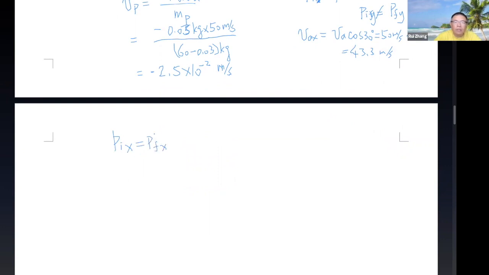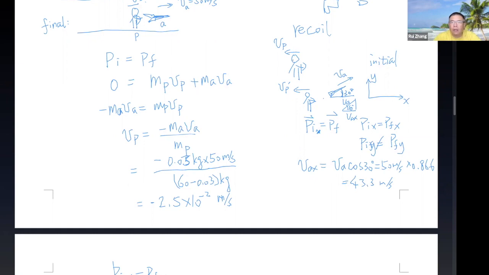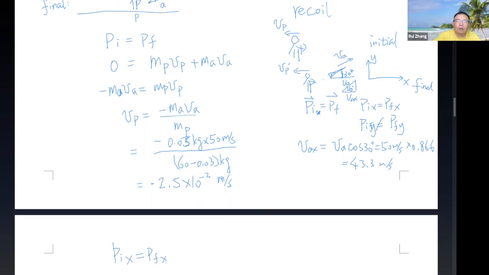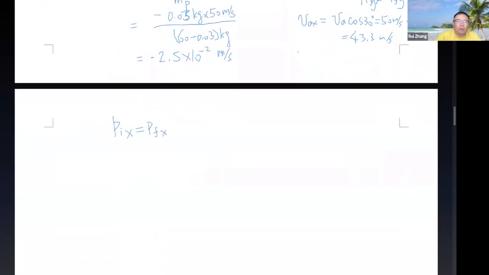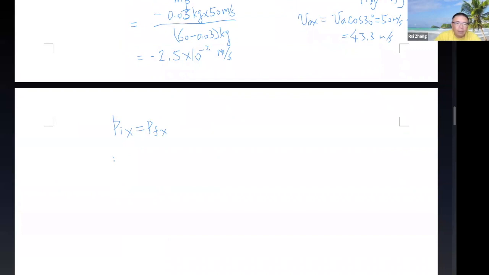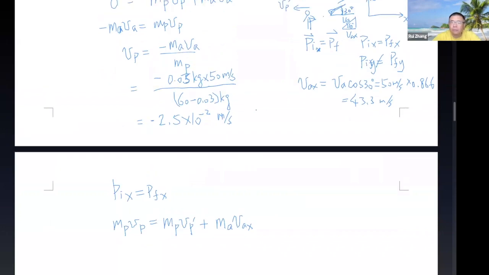Now, in this case, this is your final state, okay? The initial state has no momentum, sorry, there's already some momentum in there. So you write MP, VP, okay? Now the final state, you have momentum from both objects. So I have MP, VP prime plus MA, VA, but I'm going to write VAX here because VA itself is going along an angle.